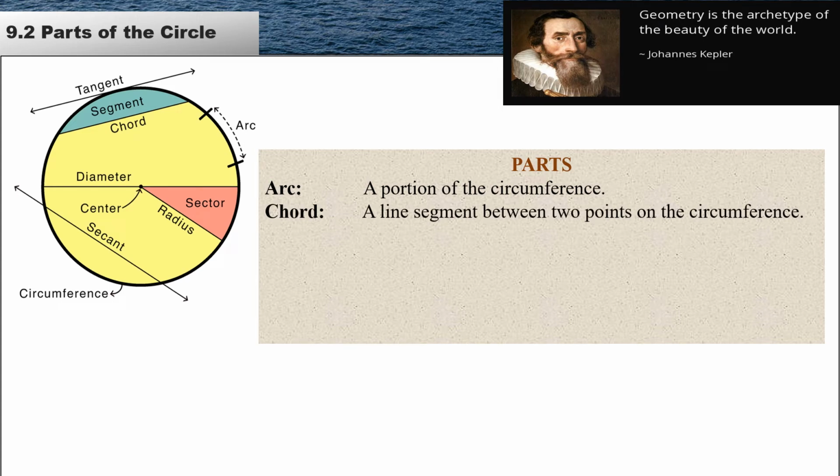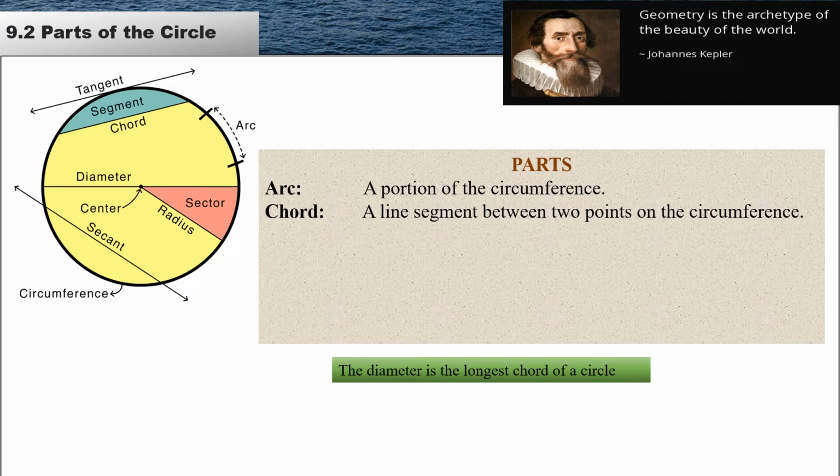Next, we have a chord. A chord is a line segment between 2 points on the circumference. And here is our chord on the diagram. You could clearly see it's a line between 2 points on the circumference. This will be 1 point, and this will be another.